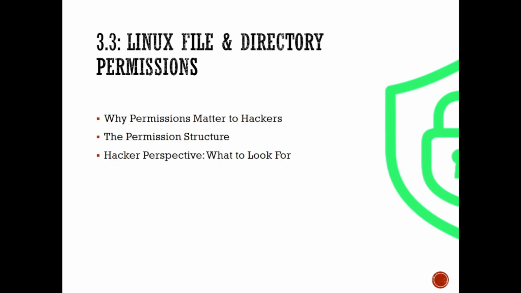Hacker perspective, what to look for. Here's what should raise your eyebrows when you're hacking a system. Files or scripts with 777 permissions. Misconfigured sudo rights. Writable files in system directories. Sensitive config files readable by non-root users.